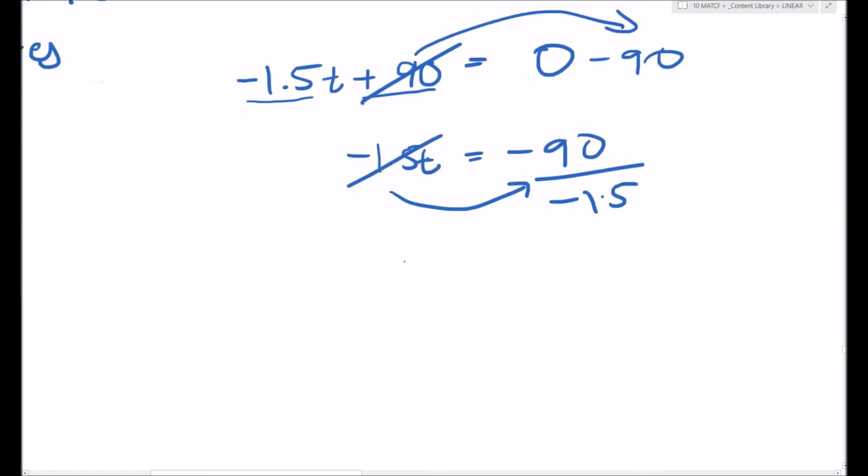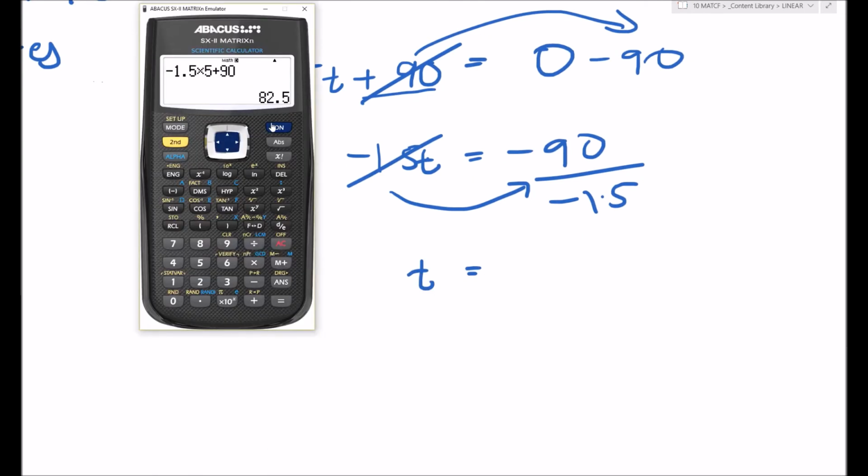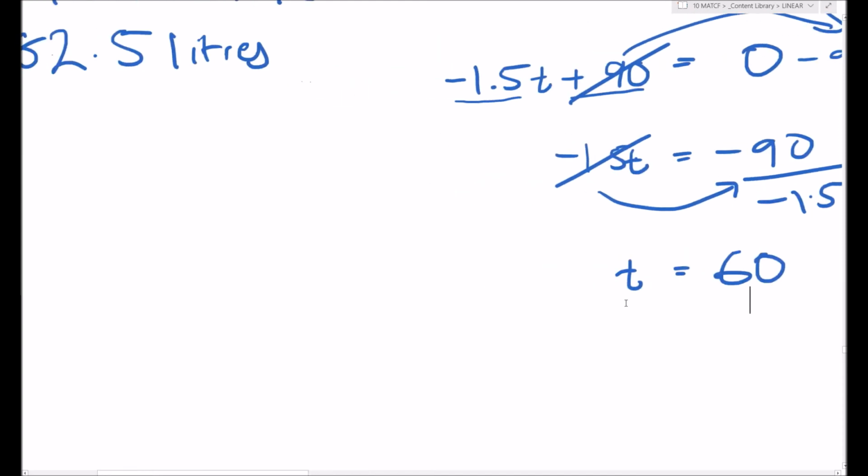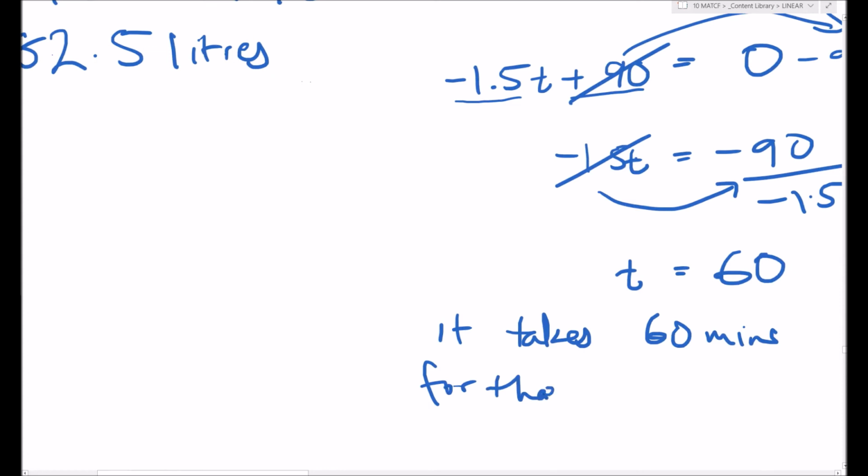So what does that equal? t equals, let's use my calculator, negative 90 divided by negative 1.5, should be 60. Equals 60. So that means it takes 60 minutes for the tank to be empty.